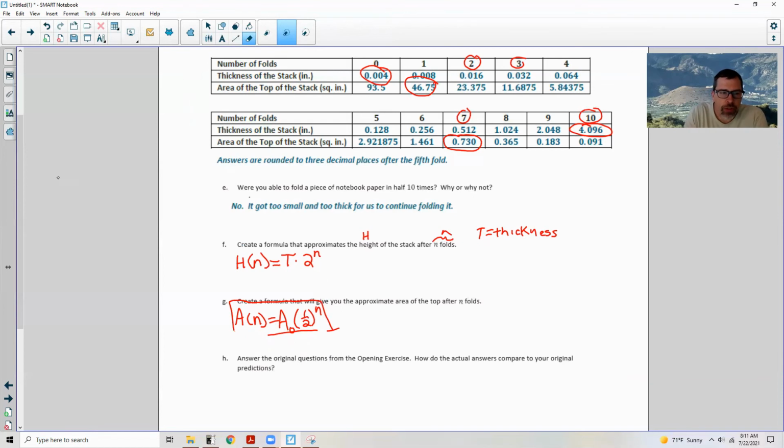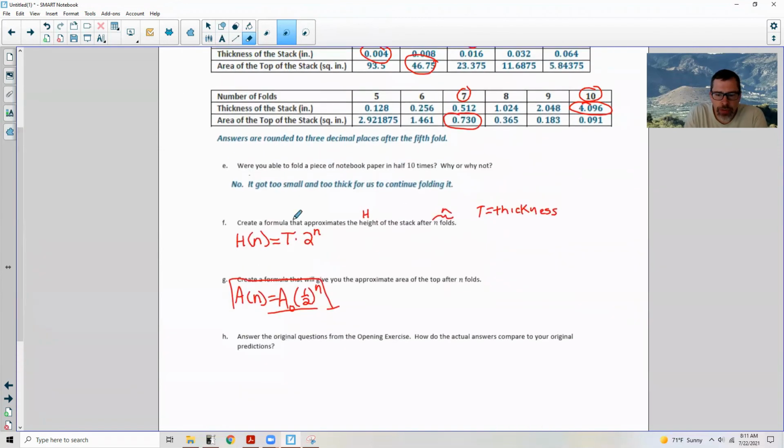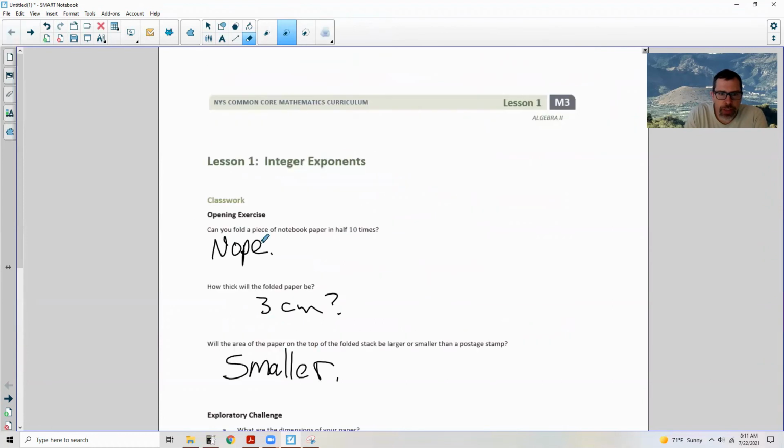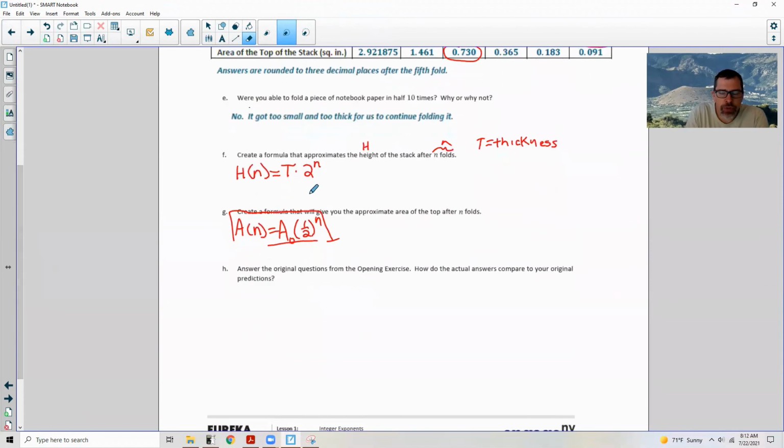Okay, so part H now says answer the original question from the opening exercise. How do the actual answers compare to your original prediction? So what was the opening exercise? First question, can you fold a piece of notebook paper in half 10 times? So in order to fold it in half 10 times, what would be the area for starters?